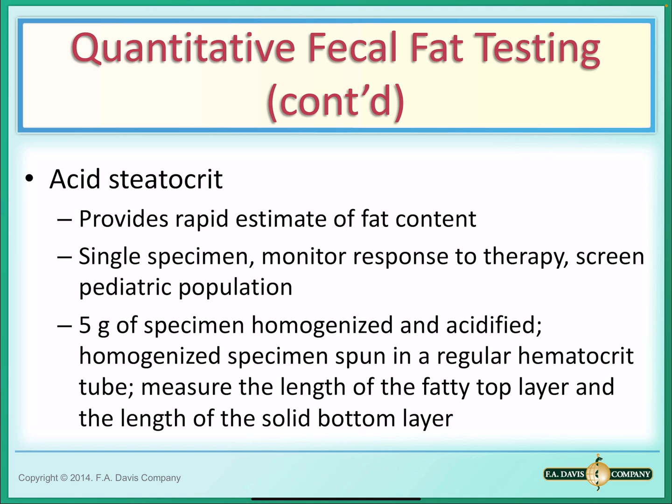The acid steatocrit test provides the rapid estimate of fat content. You need a single specimen, and it can help monitor the response to therapy and also to screen the pediatric population, as mentioned earlier. Five grams of specimen is homogenized and acidified. The homogenized specimen is spun in a regular hematocrit tube. You measure the length of the fatty top layer and the length of the solid bottom layer.